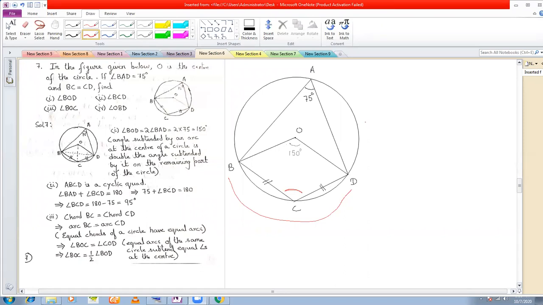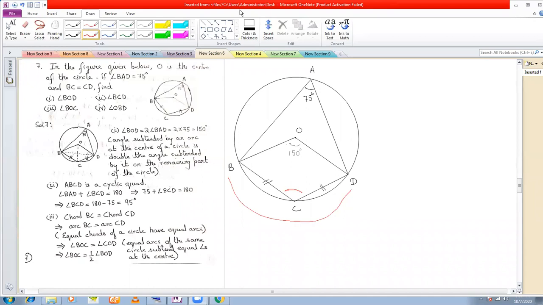How will you find out the red angle? Try. No problem. Sir, BOCD are alternate angles. Not alternate angles. Okay, fine. No problem. Pass to someone else.